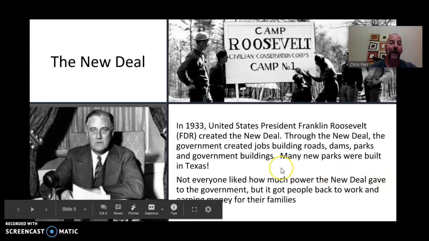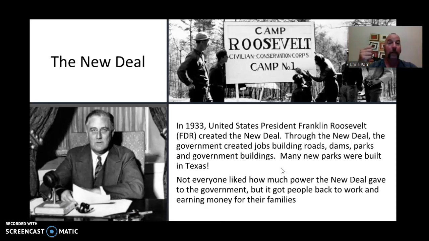Not everybody liked how much power it gave the government because it got to where the government had all these jobs. All these people were being employed by the government. And the government was having to spend a lot of money. But the one good thing they did, it got people back to work. Right? More than one good thing, but that's the big thing it did, was it got people back to work. And that's what the New Deal was.